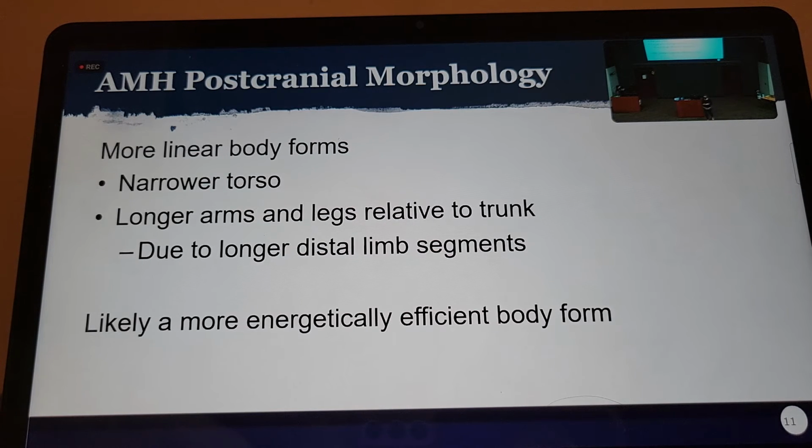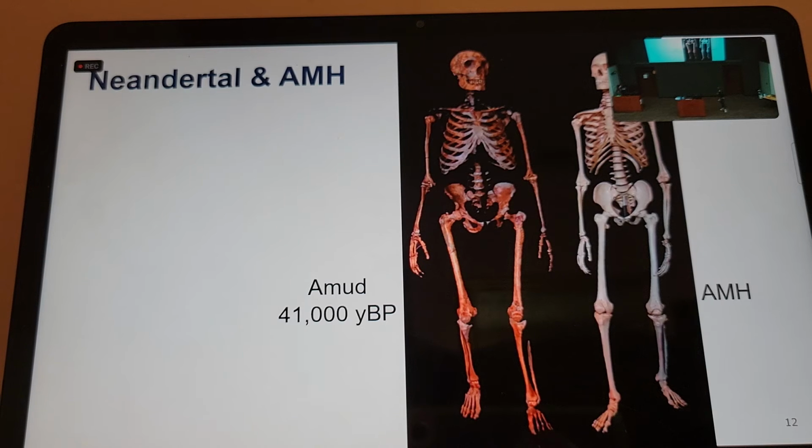Many of us, if you have ancestry from a geographic region outside of Africa, chances are you carry Neanderthal DNA, anywhere from 1% to 4%, with the highest frequencies being in Europe, right? So here's a comparison of those two body forms.